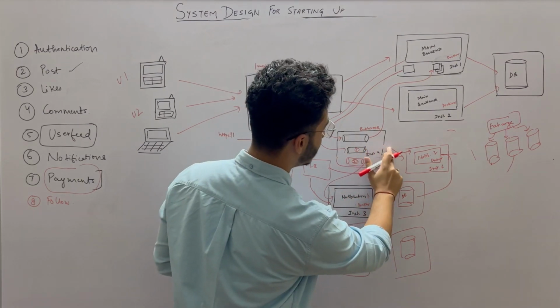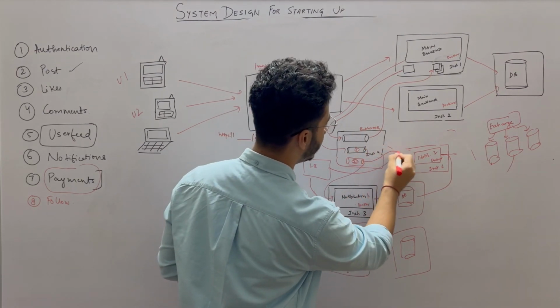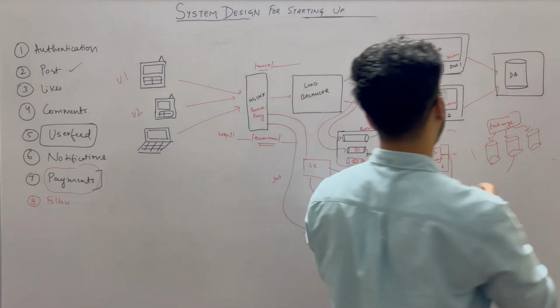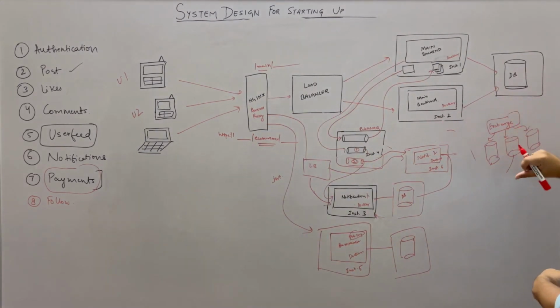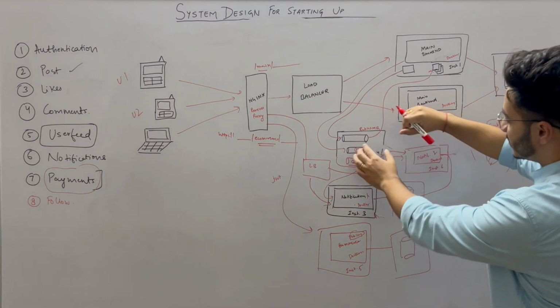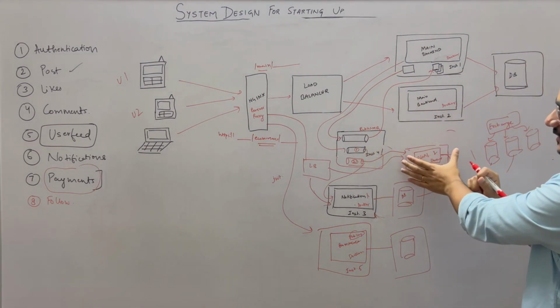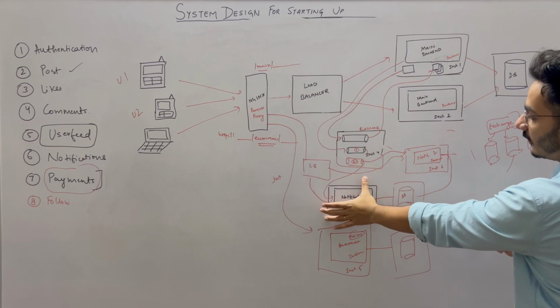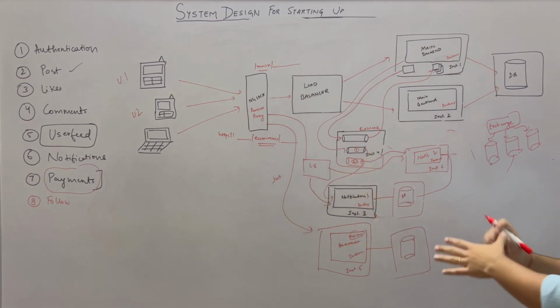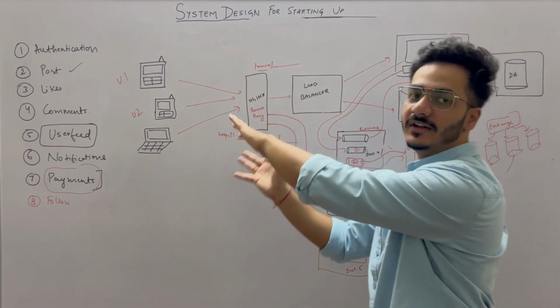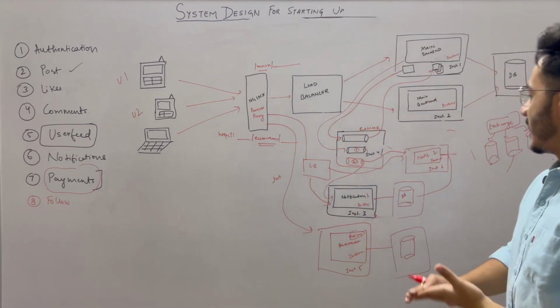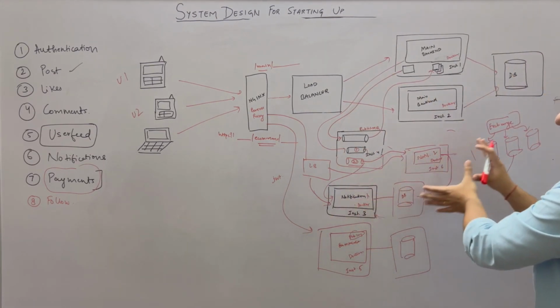So instead of listening from this queue, this will listen from this queue. So whatever message will be pushed to this exchange, it will be coming to both the queues. So this notification service will receive from this queue, and this notification service will receive from this queue. So in this way, both the users will get the notification, right?